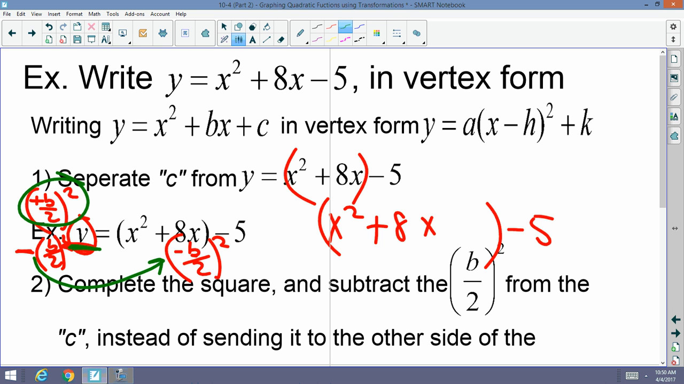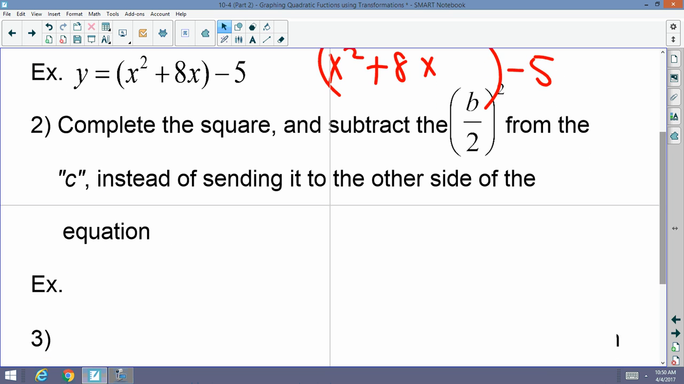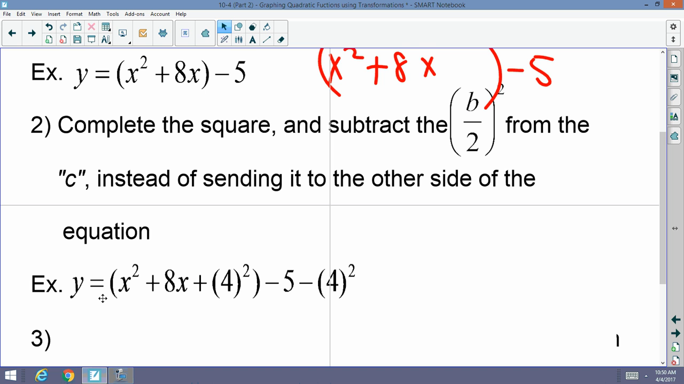Does everyone see the logic there? Because that's what's happening. I have my b over 2 squared here. My b over 2 squared is going to be 4. So please pay attention to what I'm saying, guys. Subtract the b over 2 squared from c instead of sending it to the other side of the equation. So I have my b over 2 squared, which is 4, and I'm subtracting it from the c. And then, guys, you're done.